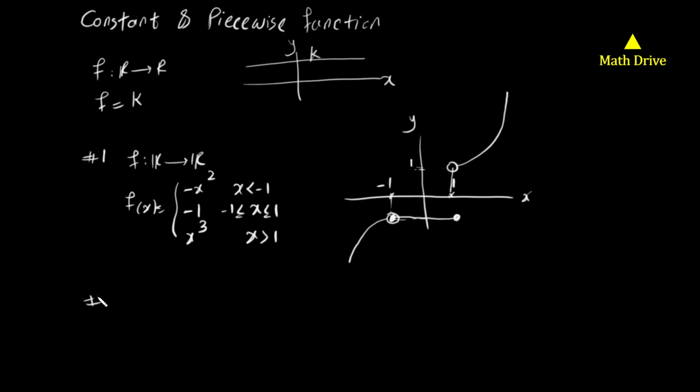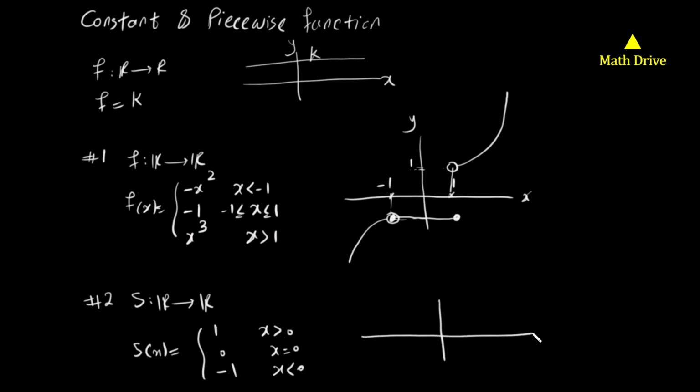Now let's take a look at another example. This function that I'm going to talk about is called the sign function, and we denote it with s. So s is a function, again R to R, and is defined for positive numbers as 1, for 0 it is 0, and for negative numbers it is equal to minus 1. And the graph of this function: for 0 it is 0, for positive numbers it is 1, and for negative numbers it is minus 1.